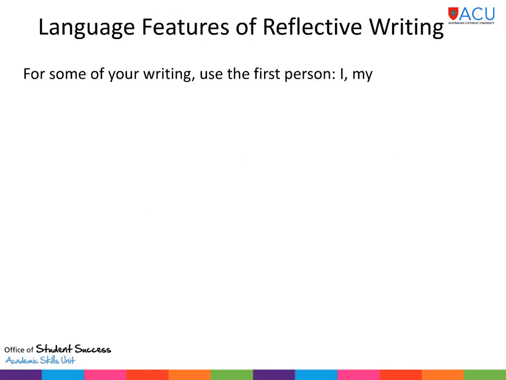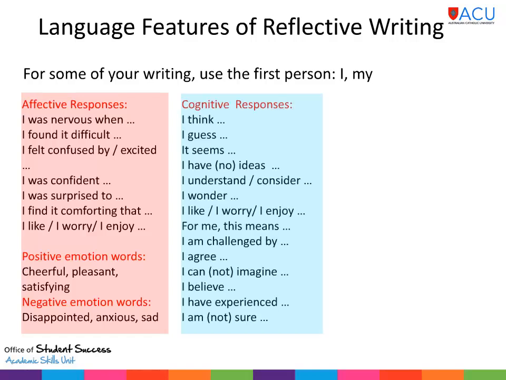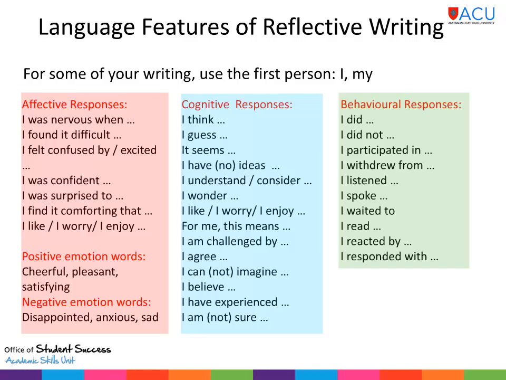With reflective writing tasks, you will use a variety of responses. There are affective responses. These show your feelings and emotions towards a reading, topic, situation, or experience, while cognitive responses display what you think about it. Behavioral responses indicate how you behaved or any actions that you may have taken. You may want to pause the presentation here and read through these examples.